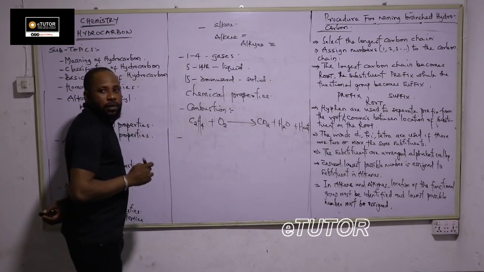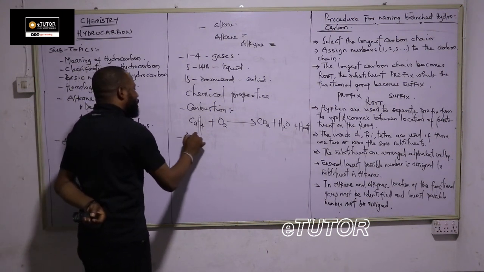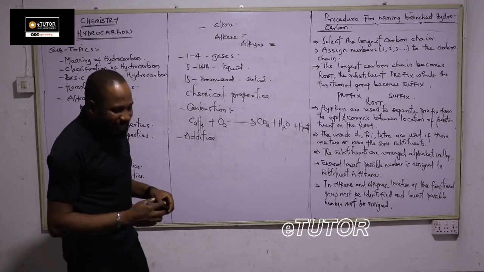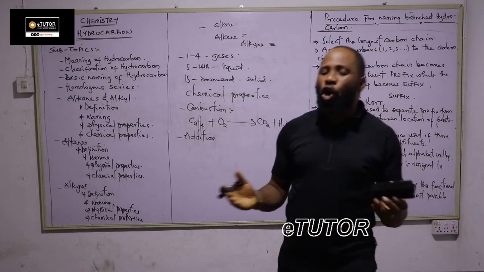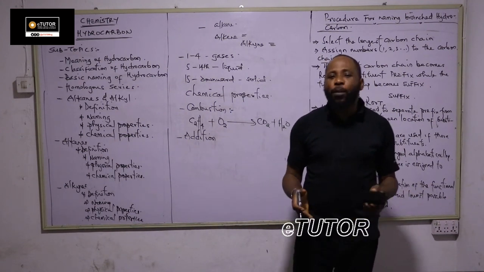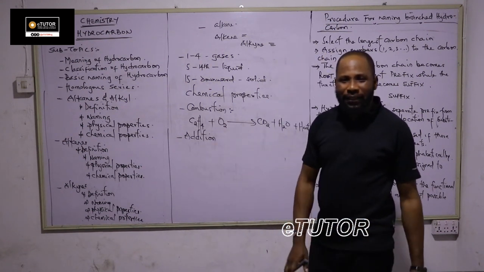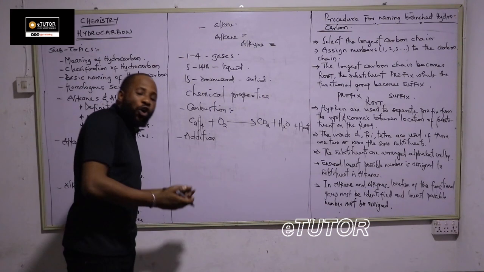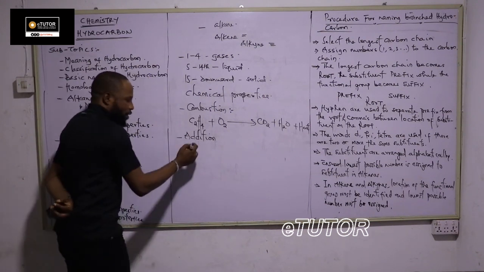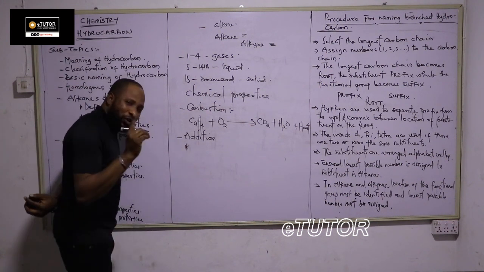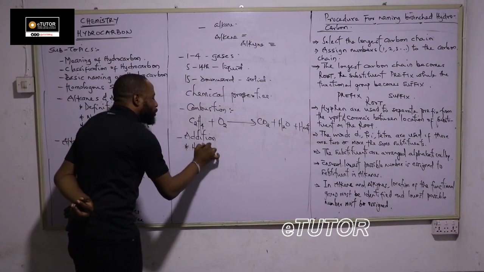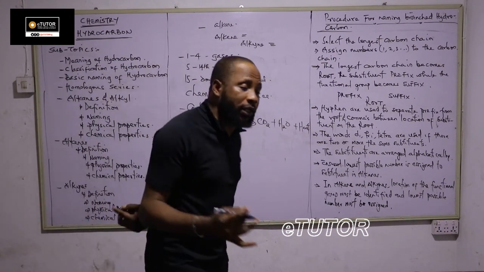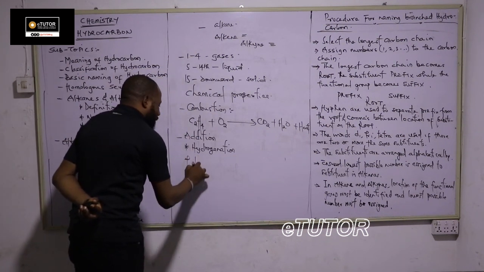The second chemical property of alkene is addition reaction. What is addition reaction? This is a reaction that involves the addition of one atom of hydrogen or one atom of halogen to alkene family. One atom or 2 atoms of hydrogen or halogen or hydrohalogen to alkene family. So under addition, if it is hydrogen that we are adding, it is called hydrogenation. If it is halogen, either chlorine, fluorine, bromine, or iodine, it is halogenation.